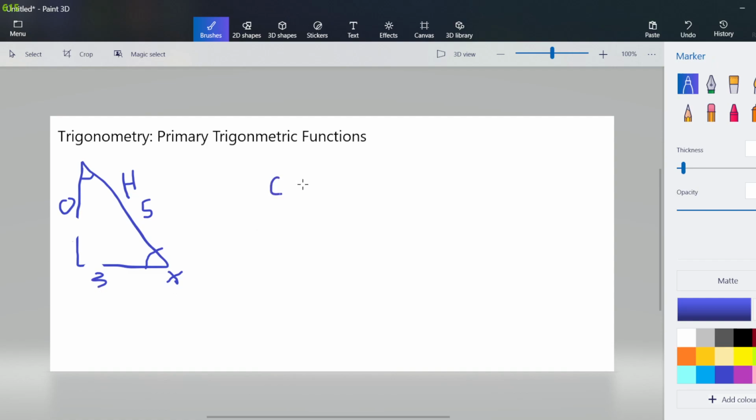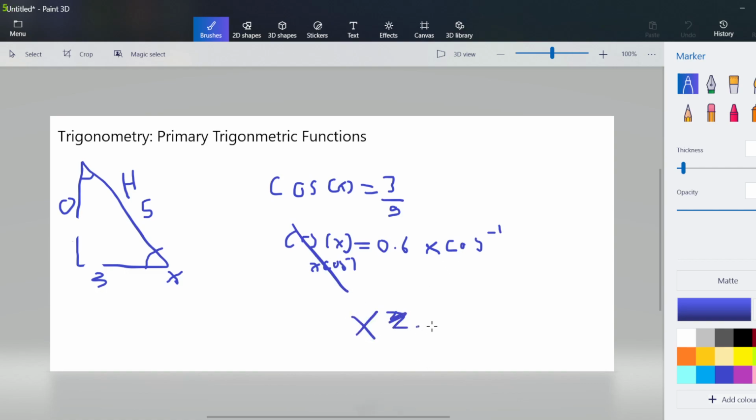So now I can use cos and say cos of x is equal to 3 over 5. And that means cos of x is equal to 0.6. Now we multiply by the cos inverse on both sides, which you can find on your calculator. Doing this, 0.6 times the inverse of cos, we'll cross this out, gives us that x is equal to 53 degrees. So this shows you that it doesn't matter which function you use, as long as you use the correct sides, you'll get the same answer.